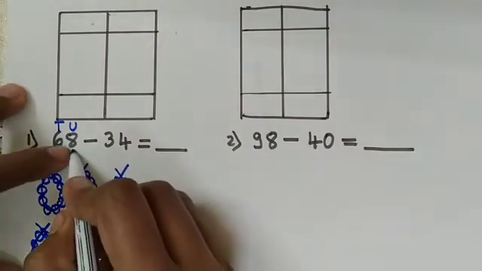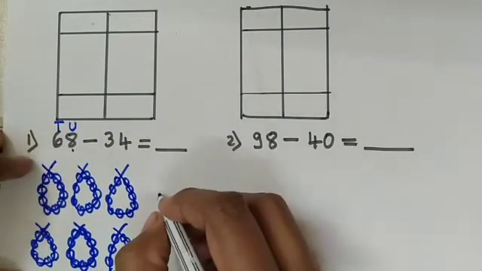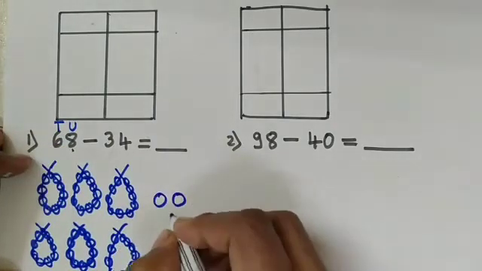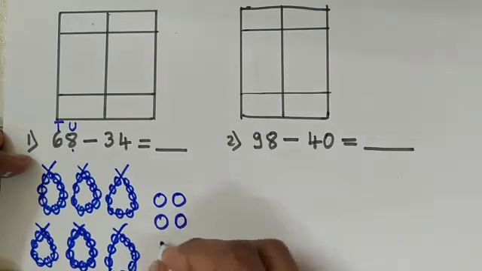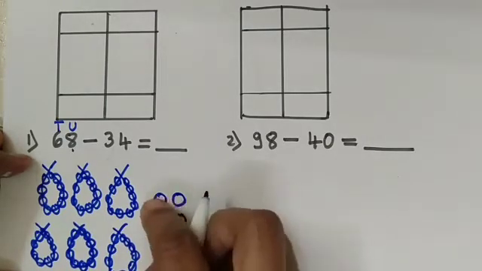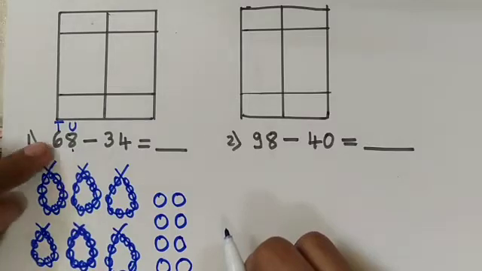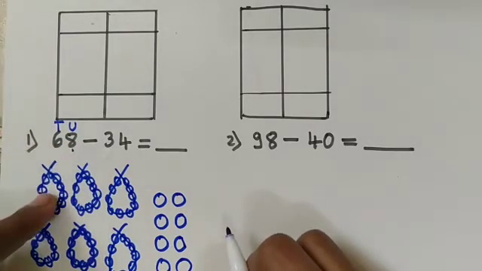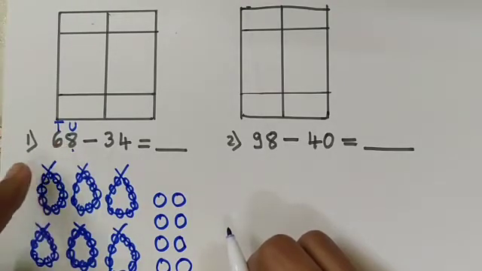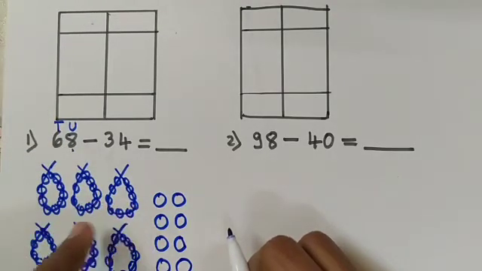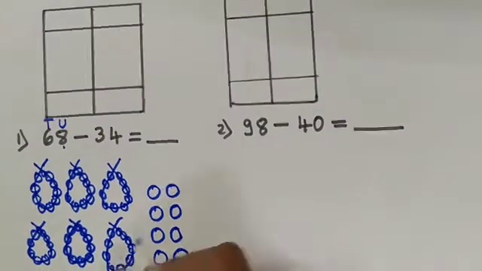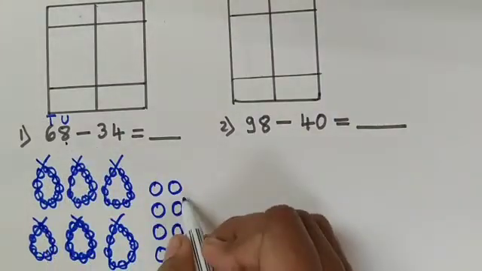And we have 8 at the unit place. So make 8 single beads for units. 1, 2, 3, 4, 5, 6, 7 and 8 single beads of unit place, and 6 tens, that is 60. 68 is equal to 60 plus 8.